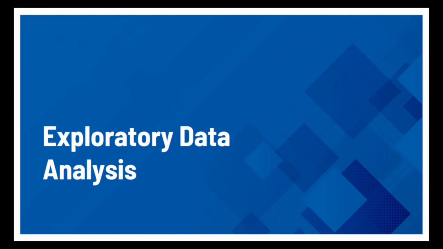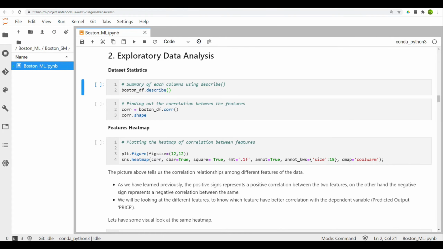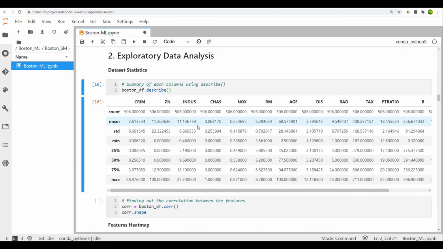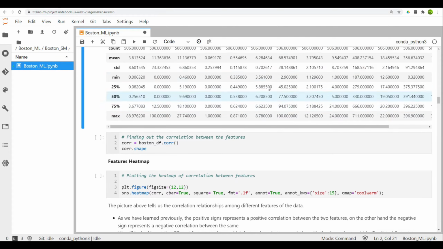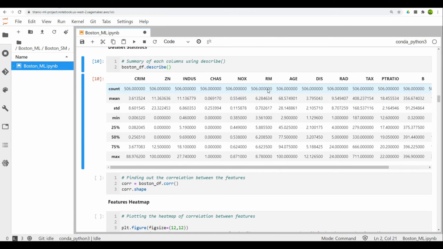In this lesson, we will perform the exploratory data analysis on our data frame which we created in the previous lab session. As usual, we will first look at the statistical analysis of the dataset. For that, we use the .describe function. Let's run this cell. So here we have all the statistics for the different features of the dataset. Like the RM, which is the average number of rooms per dwelling, has a mean value of 6.28 and it has a maximum value of 8.78.